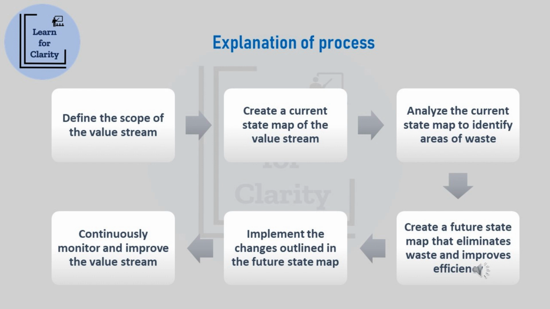Step 5. Implement the changes outlined in the future state map. This involves making the necessary changes to the value stream to eliminate waste and improve efficiency. Step 6. Continuously monitor and improve the value stream. This involves regularly reviewing the value stream and making changes as needed to continue improving efficiency and eliminating waste.